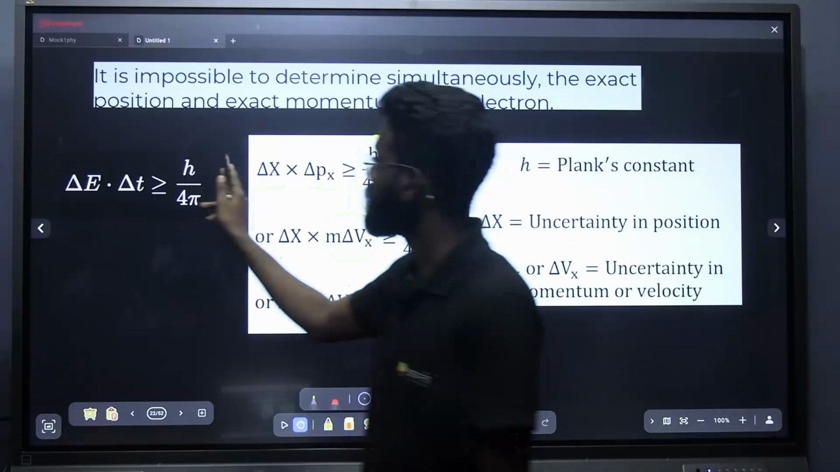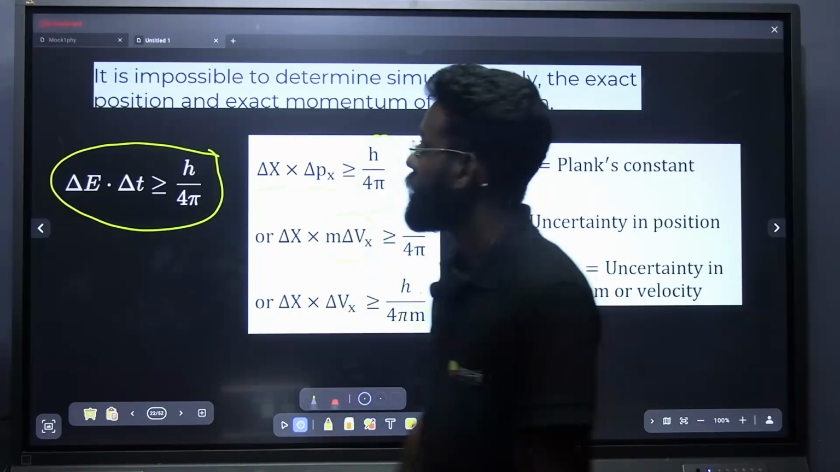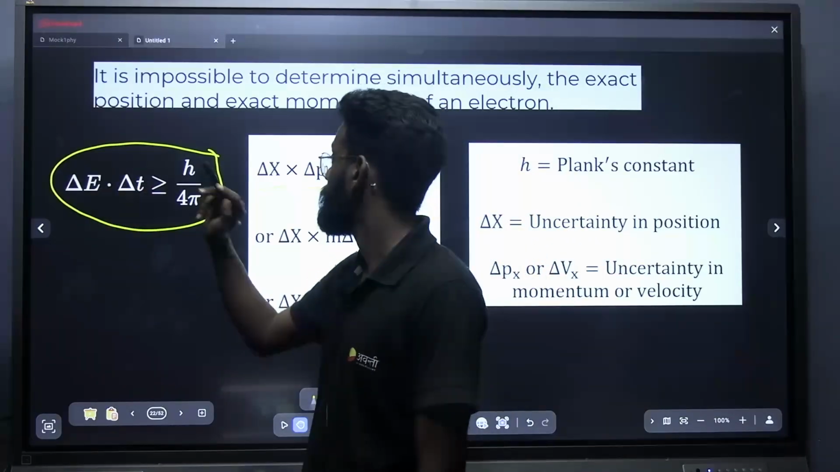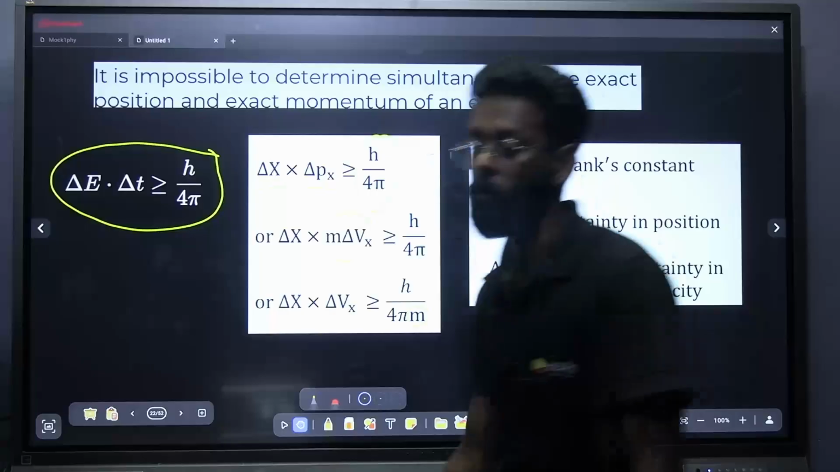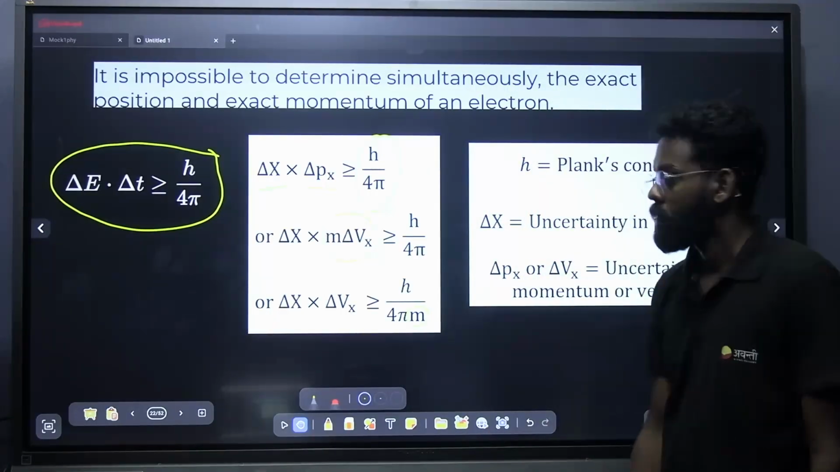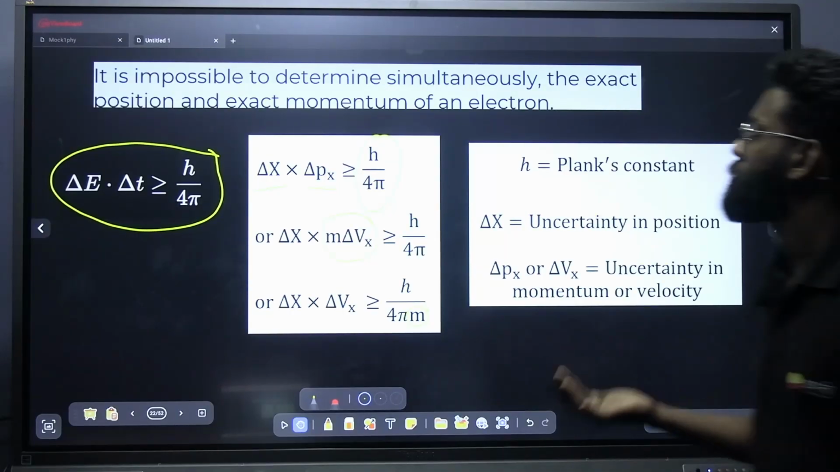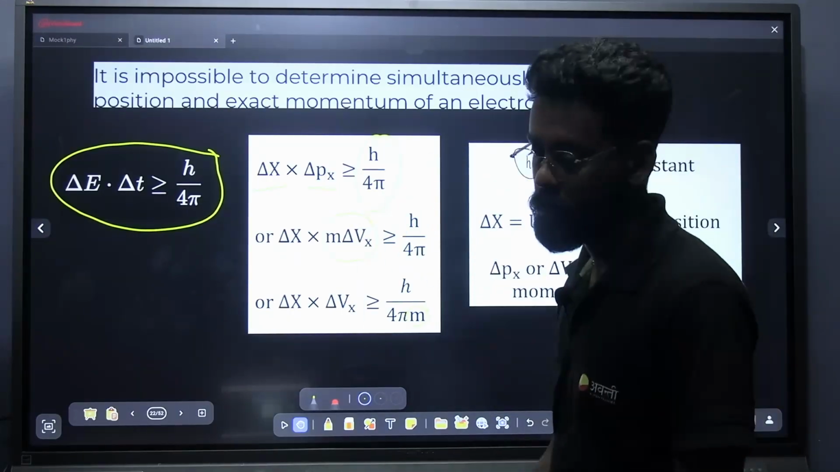Now another equation, with which you won't be that familiar, is in terms of time and energy. That is delta E into delta t is greater than or equal to h by 4 pi. Time and energy. These four equations I want everyone to note down. Questions have come directly from these equations. I will give you that question.